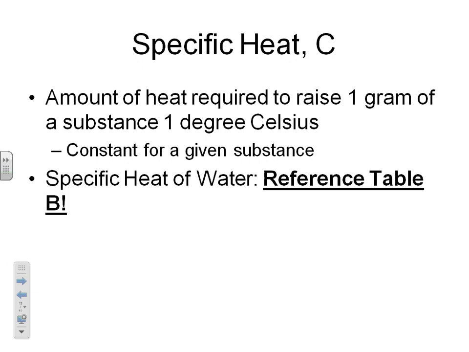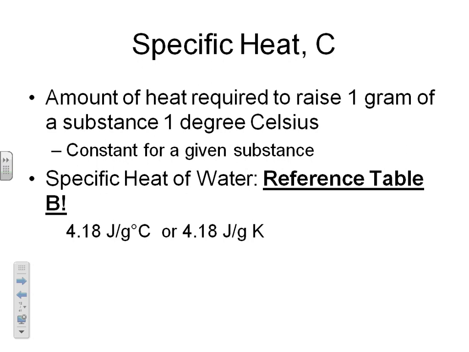And on your reference table, what we're going to pay attention to is table B. Table B lists the specific heat of water. Specific heat is the amount of heat required to raise 1 gram of a substance 1 degree Celsius. So if you're looking at table B, which is where we should be looking now, you want to find where it says specific heat, and the specific heat of water is 4.18 joules per gram degree Celsius, or 4.18 joules per gram Kelvin.